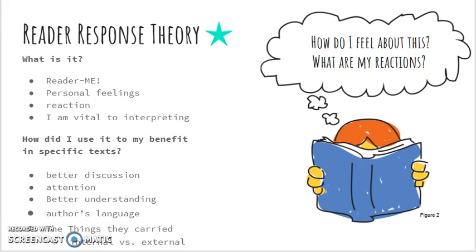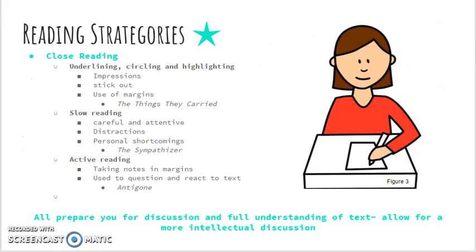I especially used the reader response technique in the text we read called The Things They Carried because I was so quickly able to determine the internal versus external struggle, and interpreting the text in this way made that so much easier because I was able to interpret it in a personal way and express my own feelings about this text. This was the first reader response I've ever done, and it made the text so much more relatable and personal to me. I was able to ask myself the question, how do I feel about this, and what are my reactions to this?